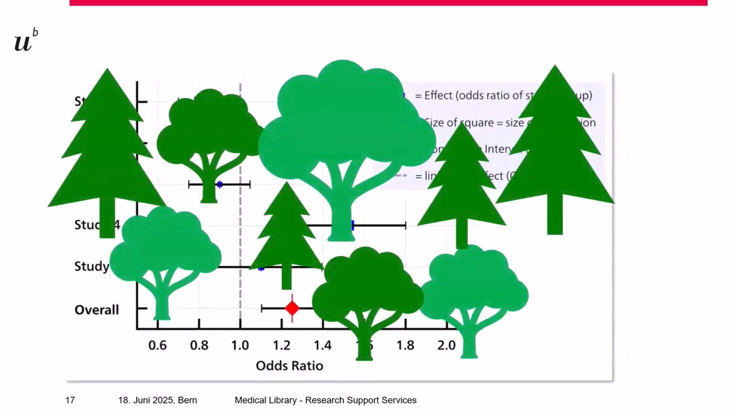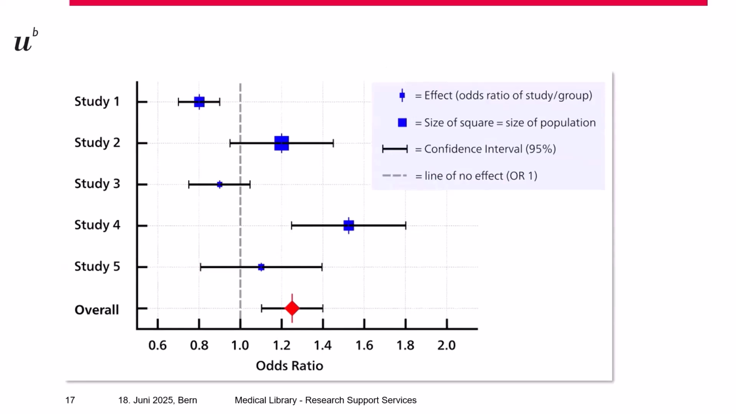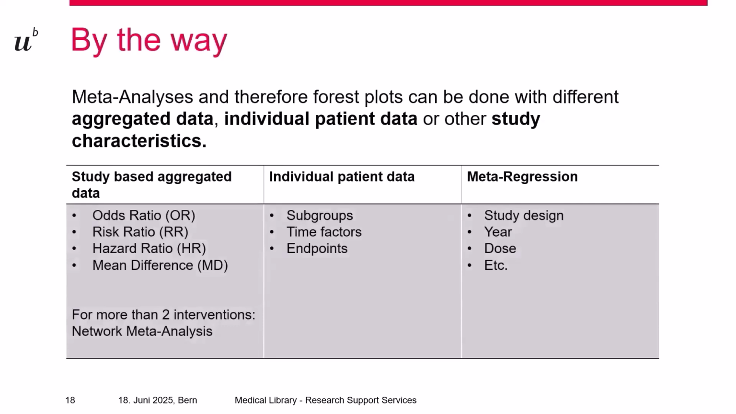I hope this short lecture helped you to recognize the individual trees and thus the forest, and the forest plot. I think there is still a little bit of time, so we can look at this overview, because meta-analyses don't only work with odds ratios or relative risk. You can even use aggregated data like hazard ratio or mean differences and so on. And it's even possible to analyze studies with more than 2 interventions. This is then called a network meta-analysis. You can also meta-analyze individual patient data that doesn't come out of a published study, for example, for subgroups or time factors or other endpoints. And it is called meta-regression if you meta-analyze data like study designs, years, doses of interventions, and so on.